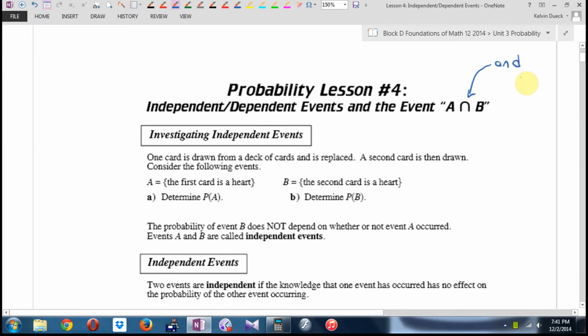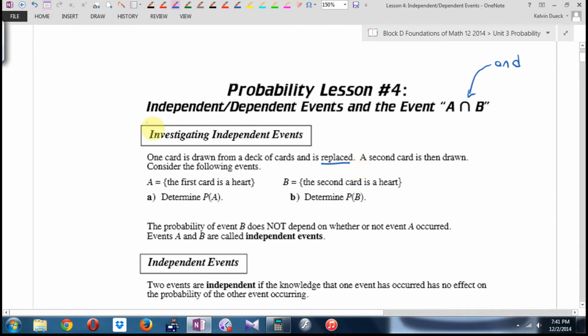Suppose one card is drawn from a deck of cards and it's replaced. So we put it back, we reshuffle. Then a second card is drawn. Let's consider the following events. Event A is the first card is a heart. Event B is the second card is a heart. Determine the probability of A.